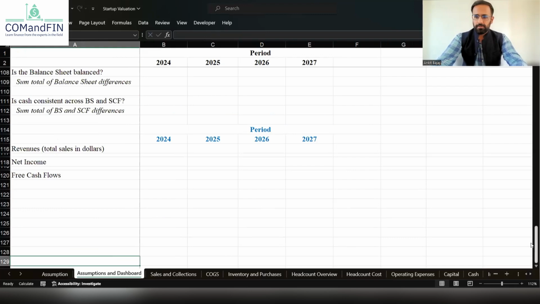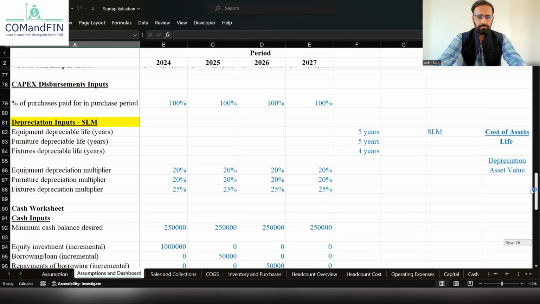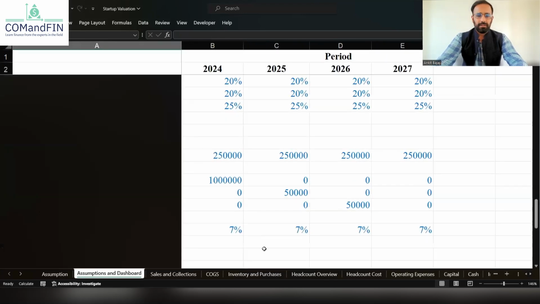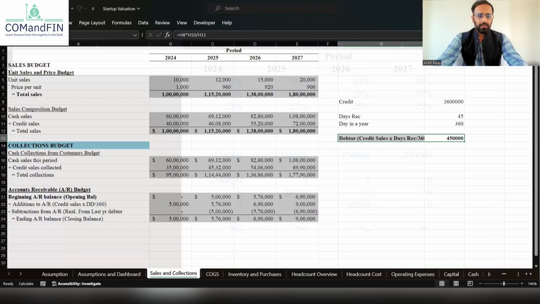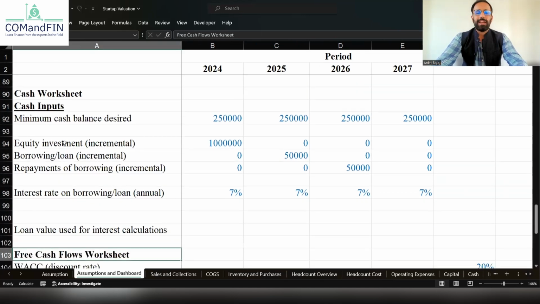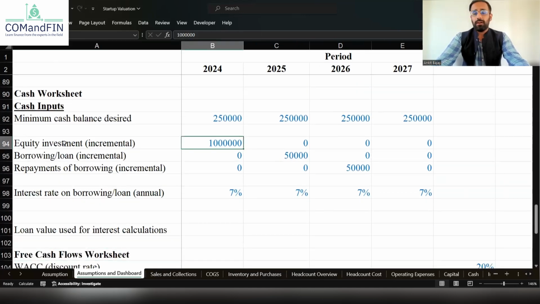There were assumptions. Yeah, here you can see these are the assumptions given here. Equity investment, right? Here assumption is given that equity investment means that when the owners have started the business, how much they have invested from their own pocket. So they have invested 10 lakh dollars.